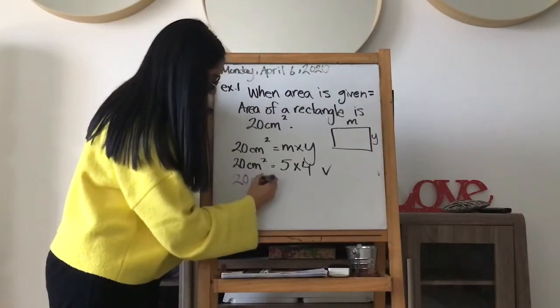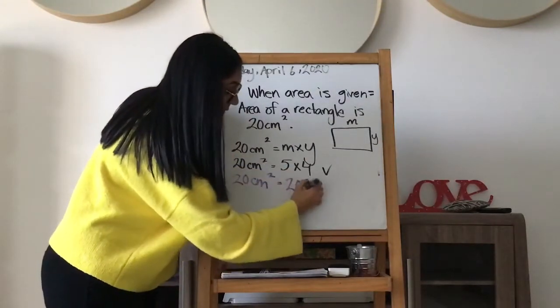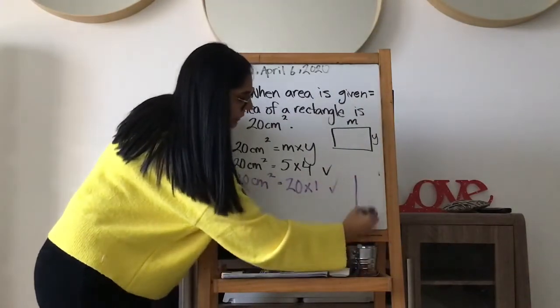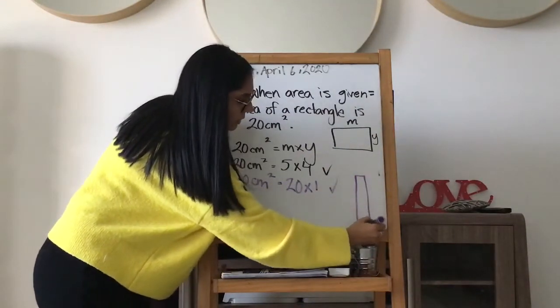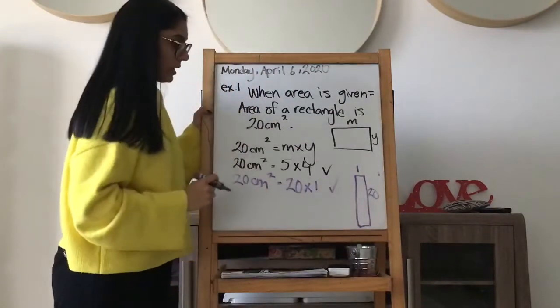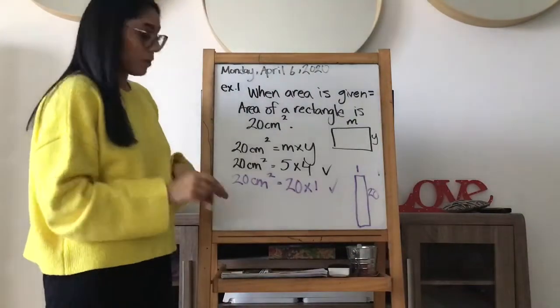20 centimeters squared is equal to 20 times 1. That is also correct, because I could have a rectangle, maybe a really, really slim one, because we don't know what the shape looks like. It could be 1 here, it could be 20. So those are your two possibilities. Any other ones? There's one more.